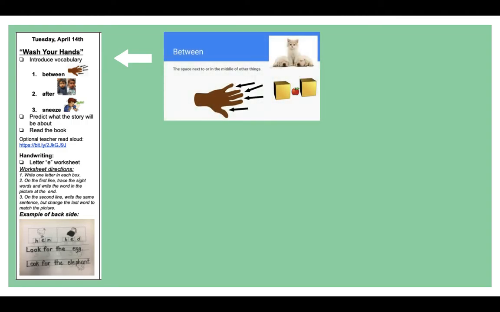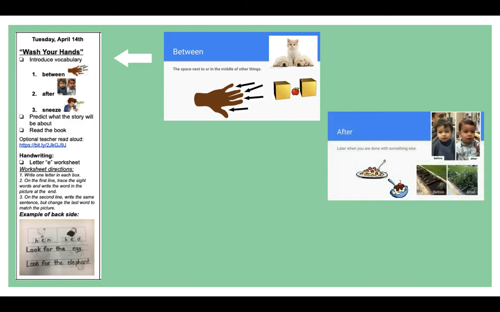Our first word is the word between. We use this word all the time. Between is the space next to or in between the middle of other things. So like there's space between your fingers, or the apple is between the boxes, or that cute little kitten is between the puppy dogs.